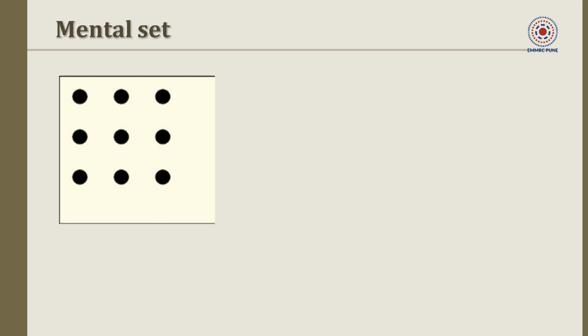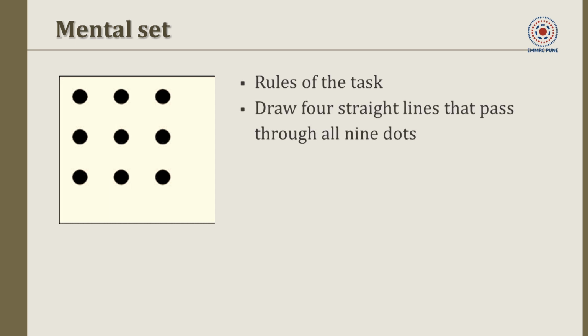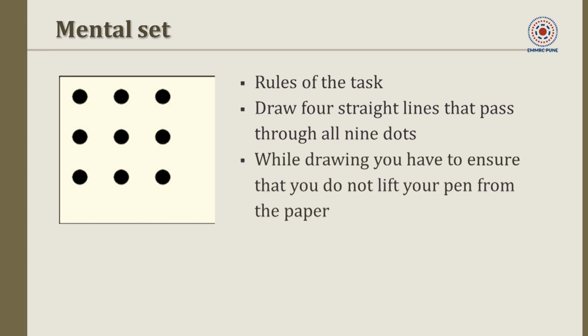Mental set. Let us start with a small activity. You will need a sheet of paper and a pen. Draw 9 dots on your sheet like the ones you see on the screen. Your task is to draw 4 straight lines so that they pass through all 9 dots. While drawing, you have to ensure that you do not lift your pen from the paper and do not touch any dot more than once.